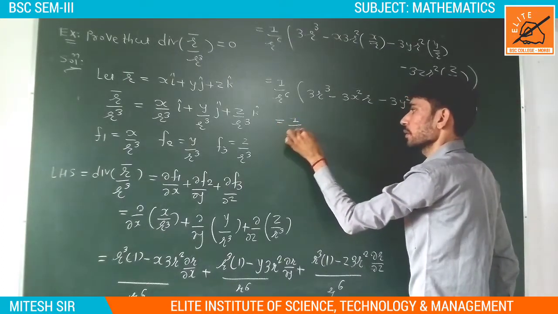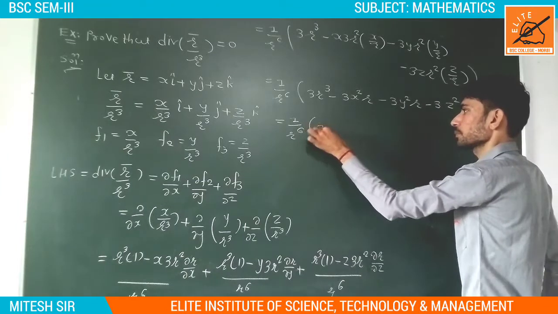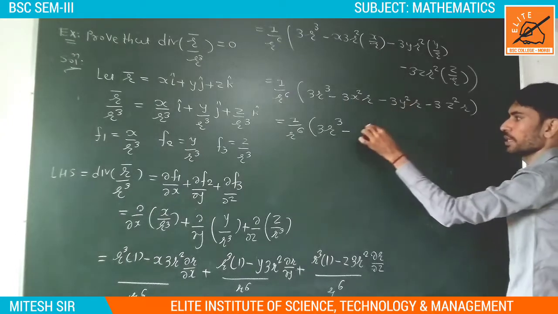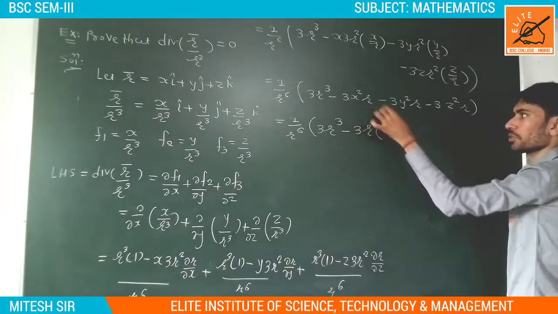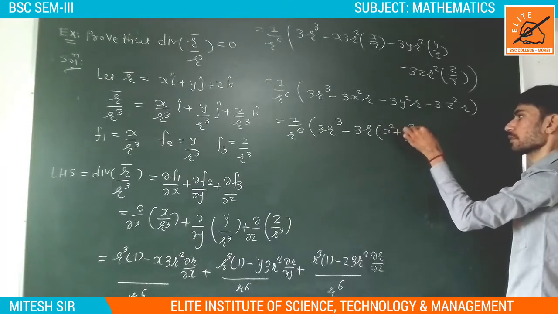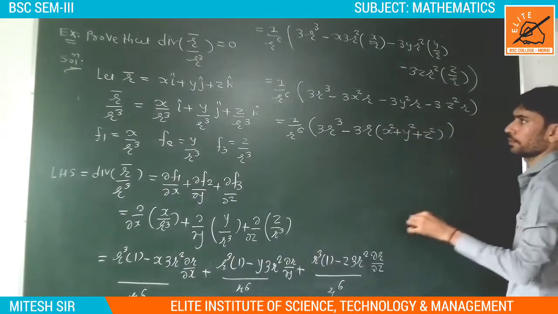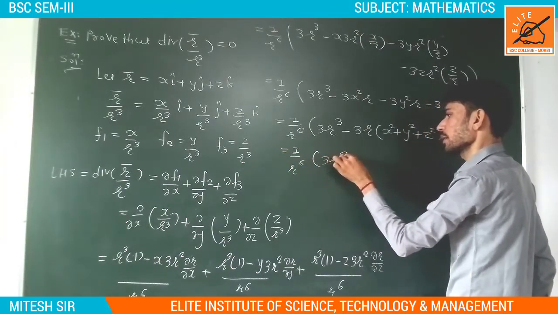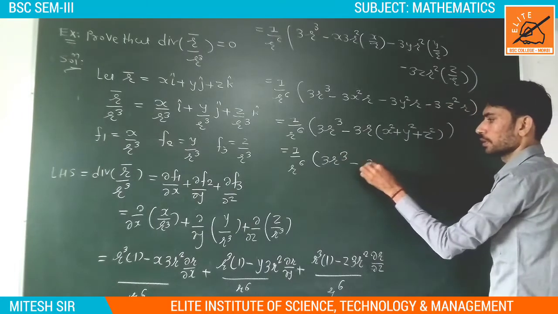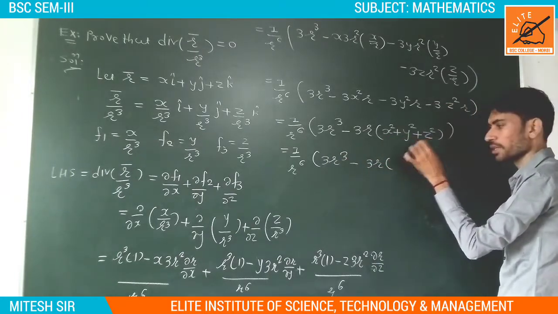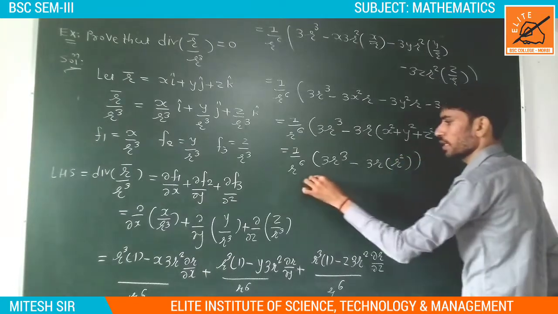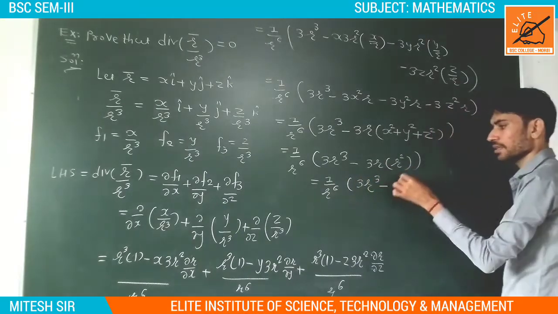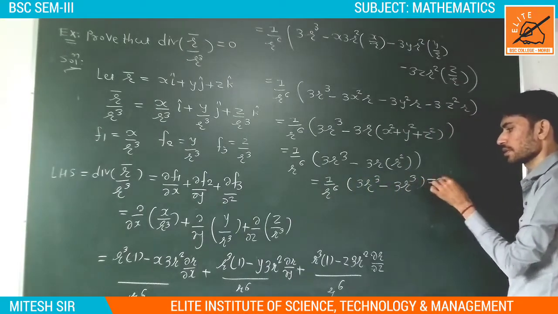Now remaining is 1 upon r raised to 6, 3r cube minus 3r, taking it outside, so minus 3 taken outside, here remain x square plus y square plus z square. 1 upon r raised to 6, 3r cube minus 3r, and x square plus y square plus z square is nothing but r square. So finally 1 upon r raised to 6, 3r cube minus 3r cube, the answer is 0.